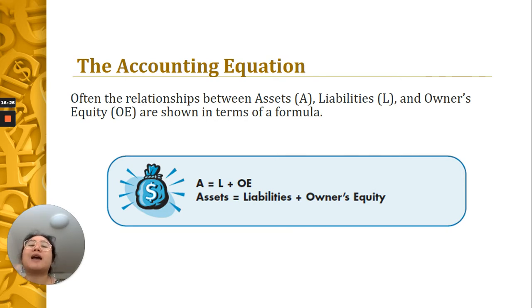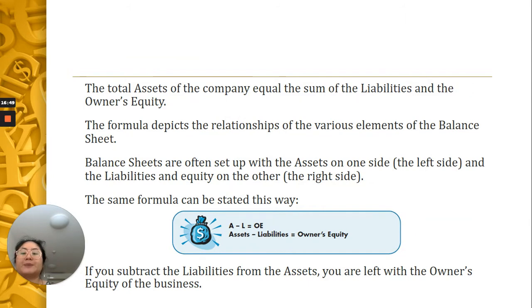Please keep in mind that owner equity comes from two sources: the owner investor and retained earnings. Keep in mind the accounting equation A = L + OE: assets equal liability plus owner equity. The total assets of the company will equal the sum of the liabilities and the owner equity. The formula depicts the relationship of the various elements of the balance sheet.